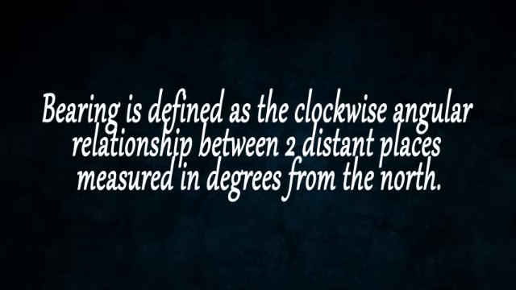What is bearing? Bearing is defined as the clockwise angular relationship between two distant places measured in degrees from the north.